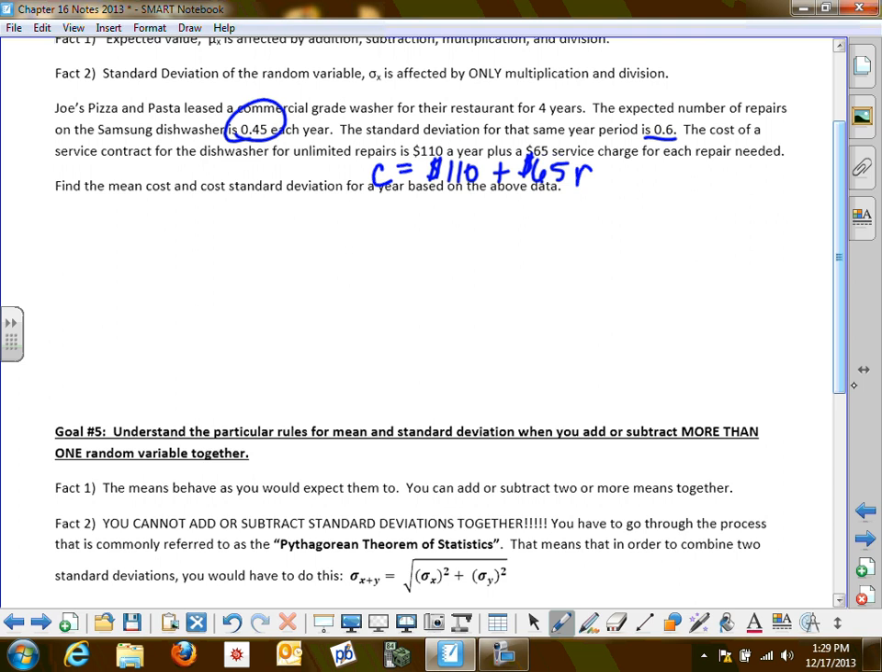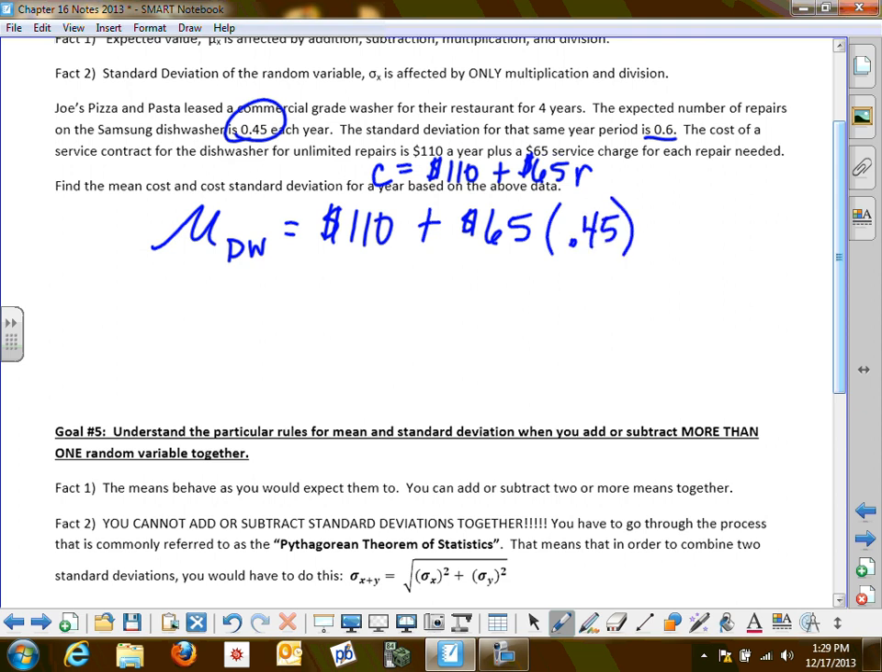So here's how you write that. The mean cost for the dishwasher is... The mean is affected by what parts of that equation? Both: the adding part and the multiplication part. Very good. So that is the $110 plus the $65 per repair. What number goes there? 0.45, because that's the average repair amount in a year.